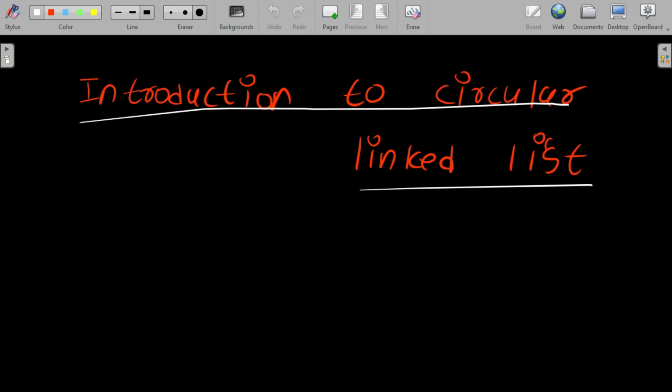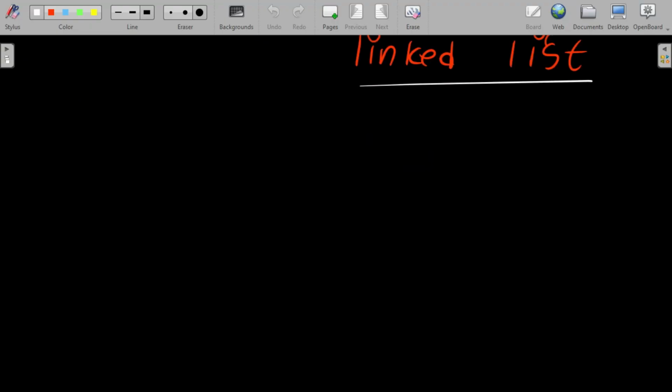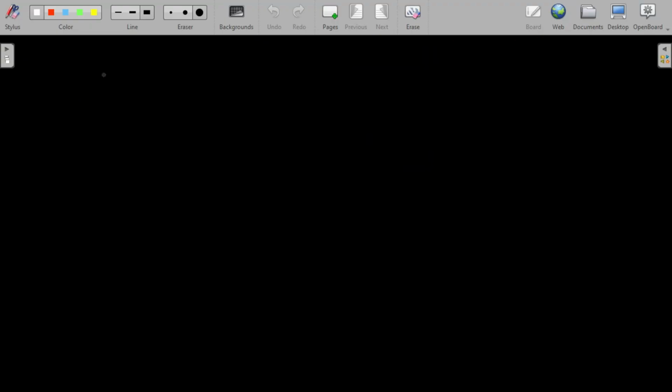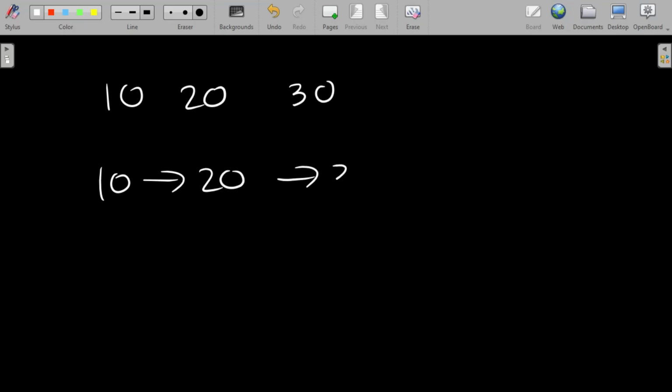First, let us remember a normal single linked list. Suppose we have a linked list: 10, 20, and 30. We can represent it like this: 10, 20, 30, null. This is our single linked list as per our previous videos. The first node contains 10, the second node contains 20, the third node contains 30, and the last node points to the null value.